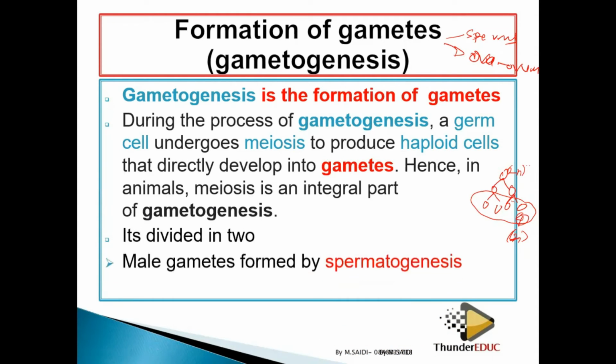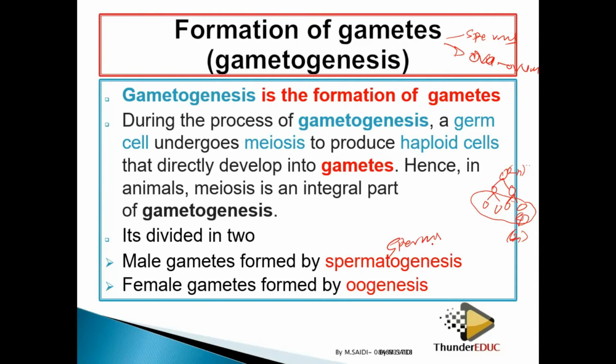So this is divided into 2. Number 1, male gametes are formed by spermatogenesis. It means the formation of spermatozoa. And then female gametes are formed by a process of oogenesis, which means the formation of gametes in the female is called oogenesis. Formation of what? Of ova. So this is formation of sperms, and this is formation of ovum.